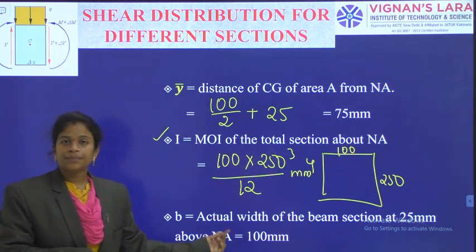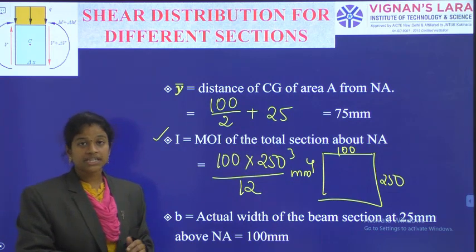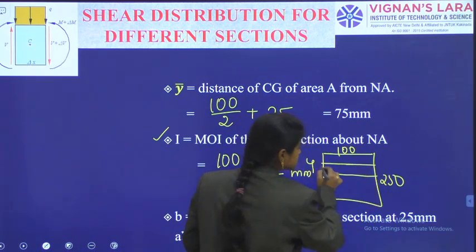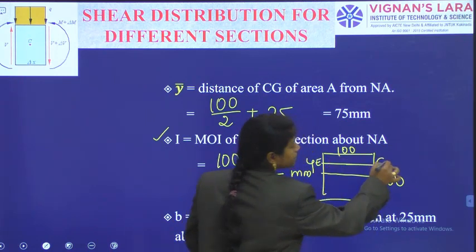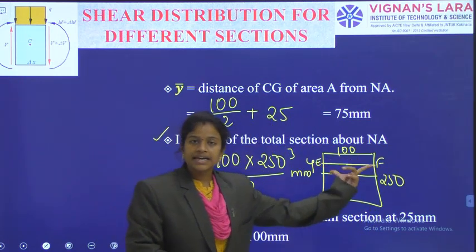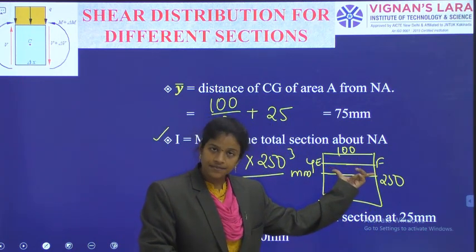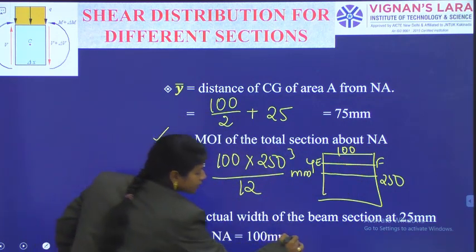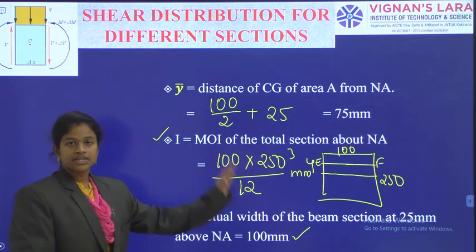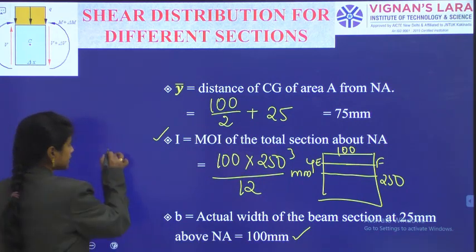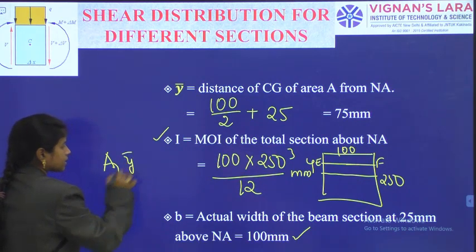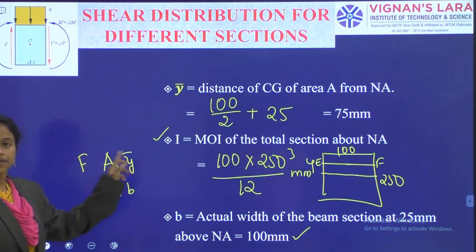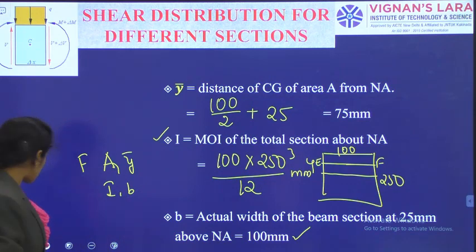And then capital B is the actual width of the beam section at the level where I am calculating the shearing stress, at the level EF. Being a symmetrical section, the width at EF is equal to the width of the rectangle. So, the width of the rectangle is 100 mm only. As we have already calculated A, Y bar, I and B, and in the problem they have given F, we will now substitute into F A Y bar by I into B.